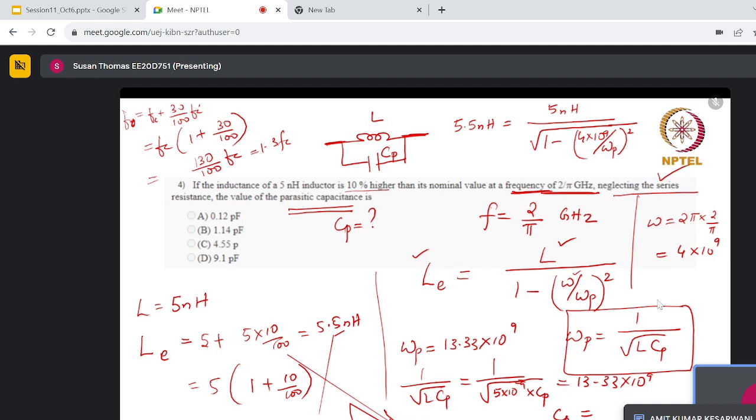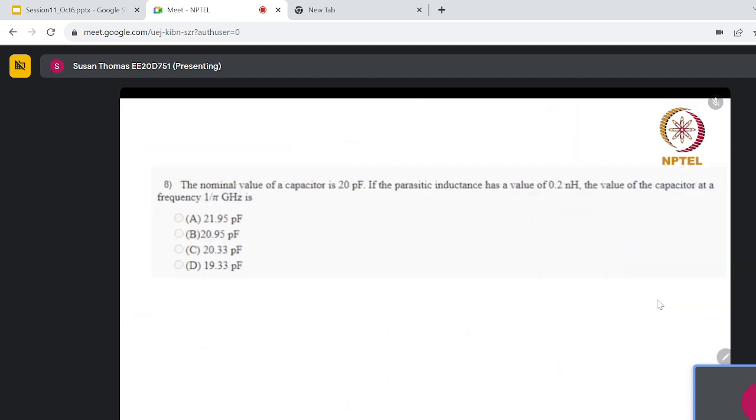Yes, the right option would be 1.14. So the option closer is option B. The actual value will be 1.125 picofarad, closer to option B. I hope this is clear. So this is the case of inductance in parallel with the capacitance. The next question I have is something similar, but with capacitance in series with the inductance.